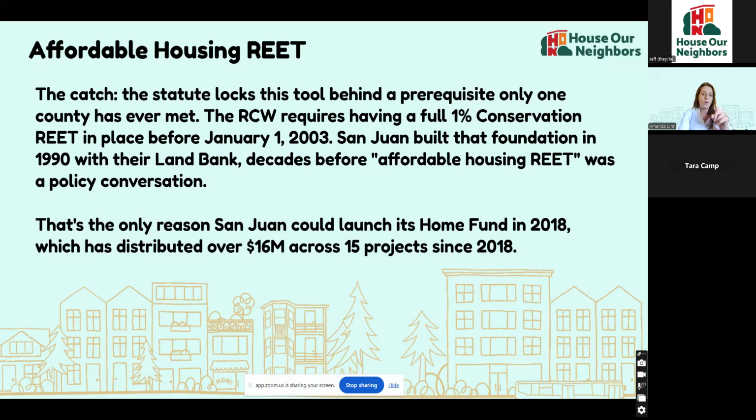Now, there's only one county in the whole state of Washington that put a conservation REET in place before January 1st, 2003, and that was San Juan County. So they are the only county in Washington that has ever been able to create an affordable housing dedicated REET. And they have done so. They launched one in 2018, and they have distributed $16 million across 15 projects since then.